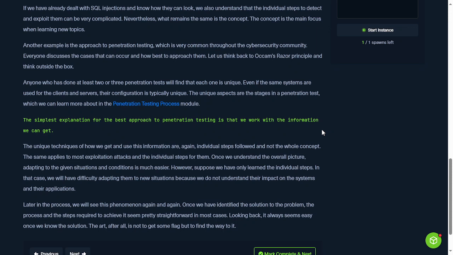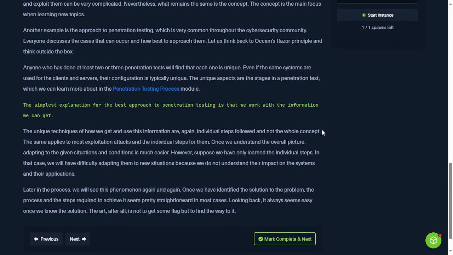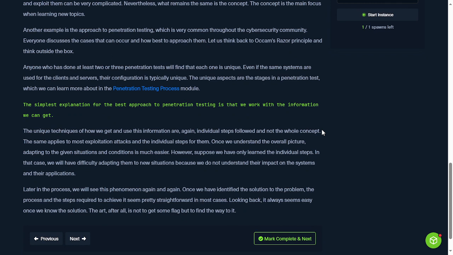Another example is the approach to penetration testing, which is very common throughout the cybersecurity community. Everyone discusses the cases that can occur and how best to approach them. Let us think back to Occam's razor principle and think outside the box. Anyone who has done at least 2 or 3 penetration tests will find that each one is unique. Even if the same systems are used for the clients and servers, their configuration is typically unique.